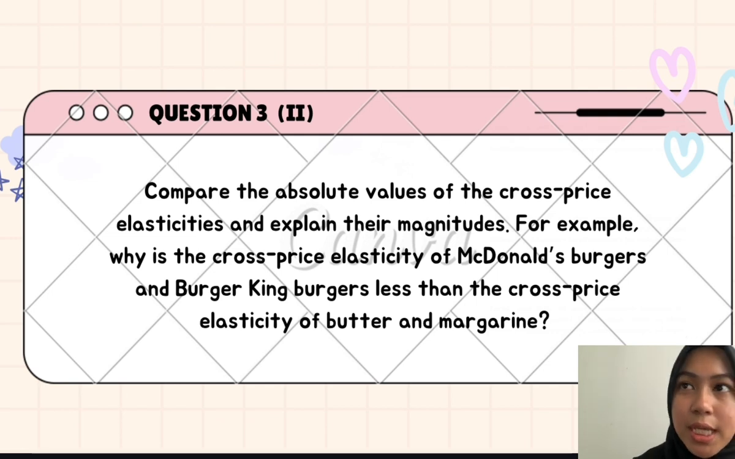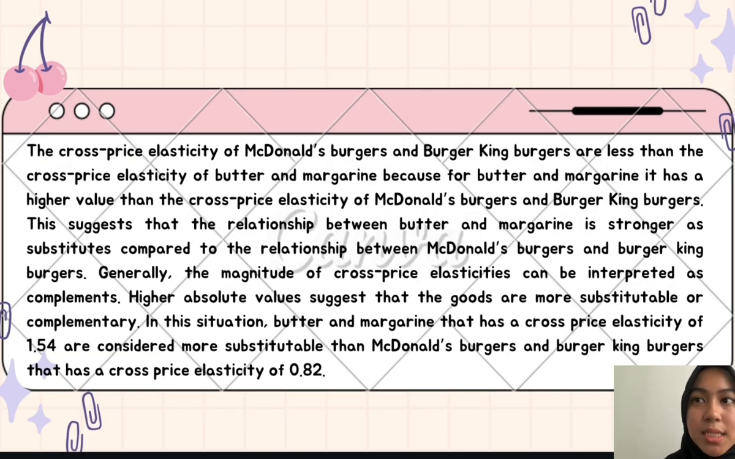The next question is: compare the absolute values of the cross price elasticities and explain their magnitudes. For example, is the cross price elasticity of McDonald's burgers and Burger King burgers less than the cross price elasticity of butter and margarine? The answer is yes, because butter and margarine has a higher value than McDonald's burgers and Burger King burgers: 1.54 for butter and margarine, and 0.82 for McDonald's burgers and Burger King burgers.